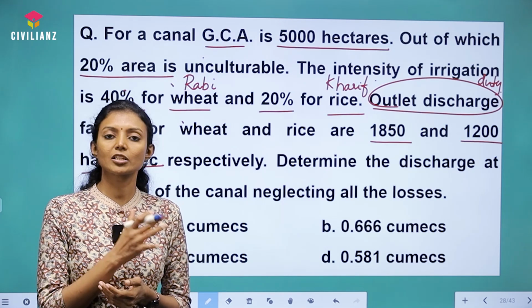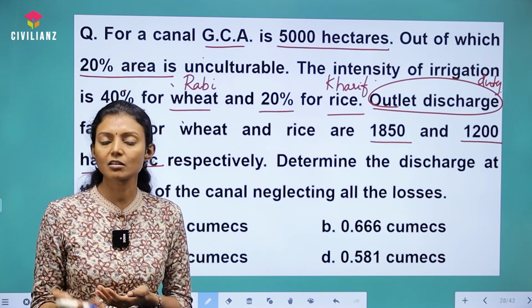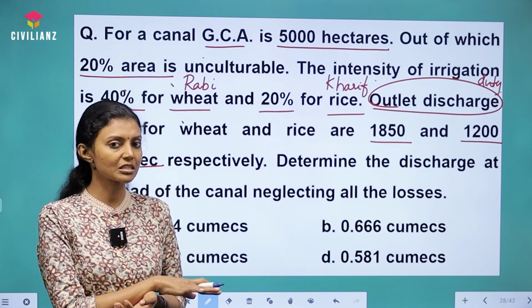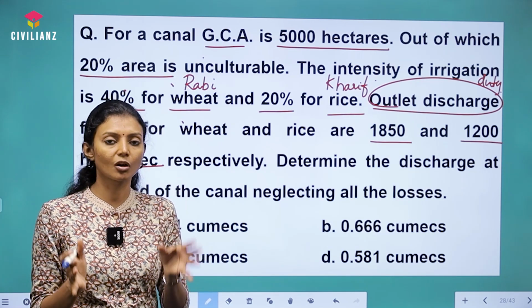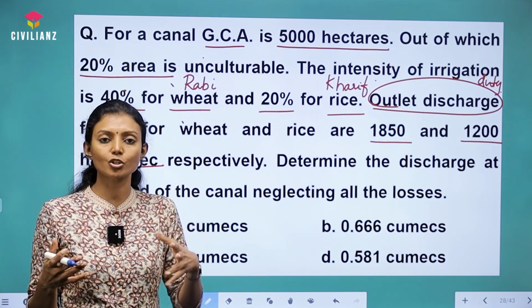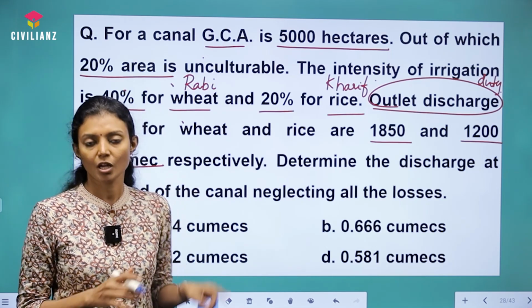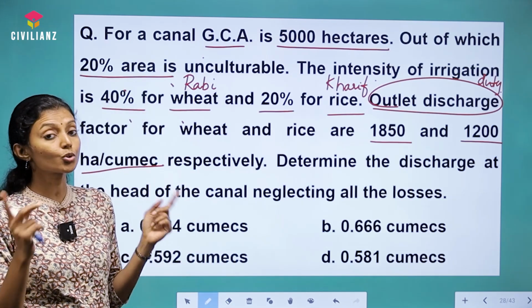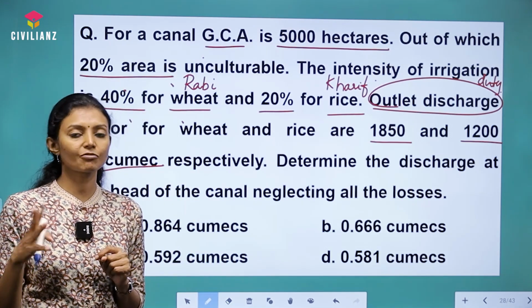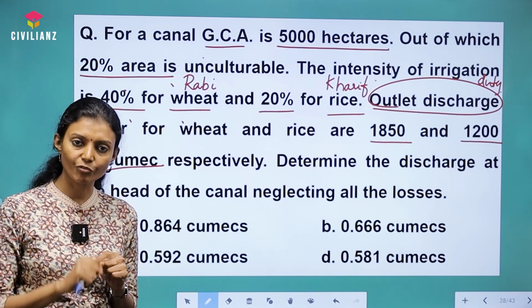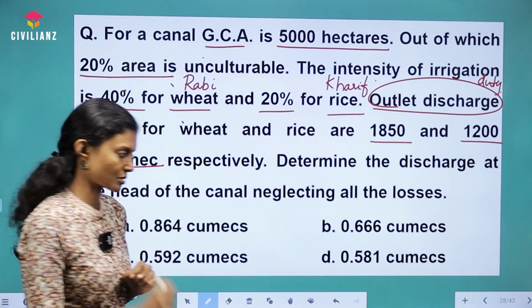So got it? So initially also I told you that the awareness of crops is very important in solving such problems. You have to observe whether you are supplying water to 2 different seasons or to the same seasonal crops. So here the crops belong to 2 different seasons. Now let us find out the discharge required for wheat and discharge required for rice.